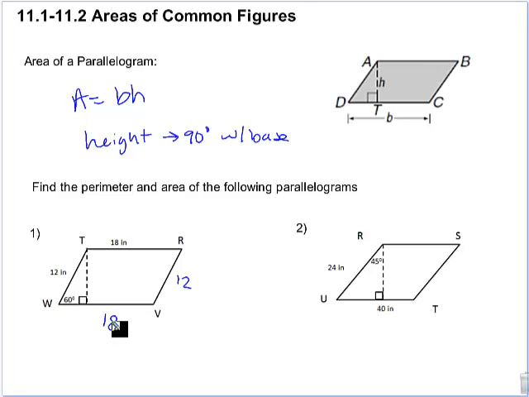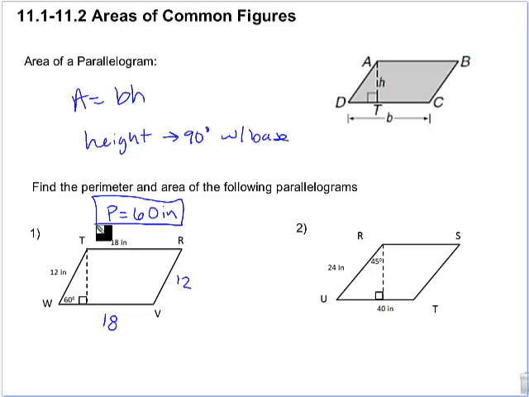Add them all up. So what is this? 80. No, 60. It's 60, not degrees. 60 inches is our perimeter.